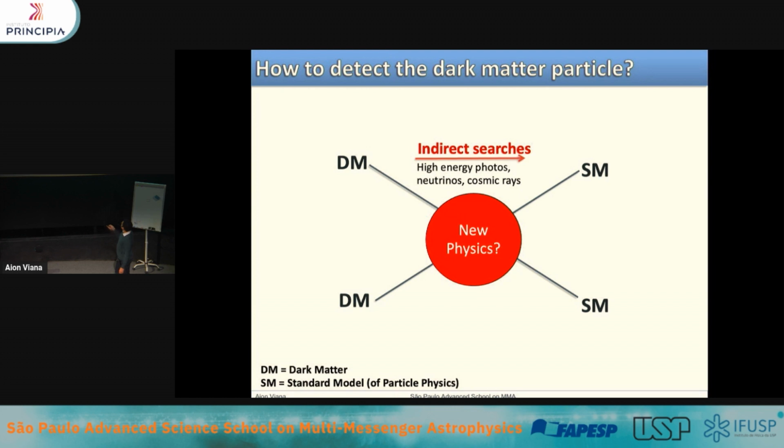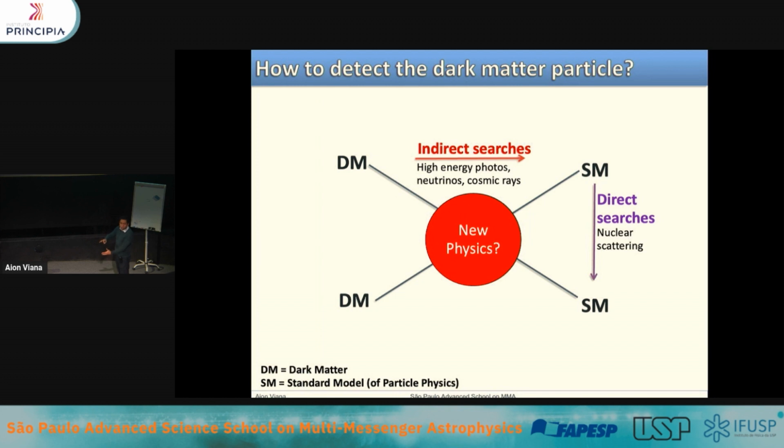But we can also have processes such as scattering of dark matter particles with the standard model. If you have dark matter particles flying through the universe, they are also flying through here. So you can build a detector underground to avoid cosmic rays, to avoid any kind of thermal fluctuations.